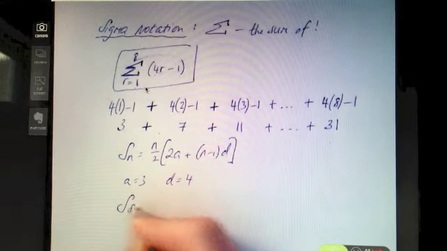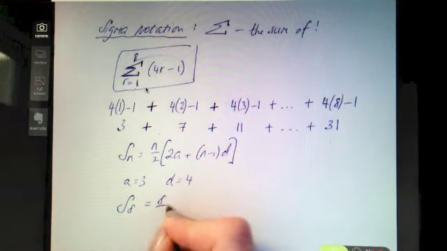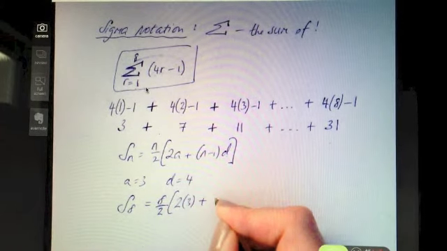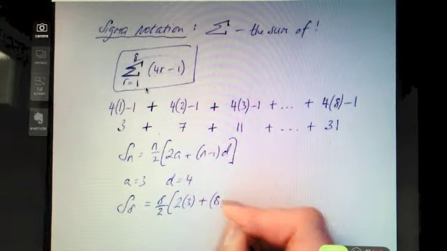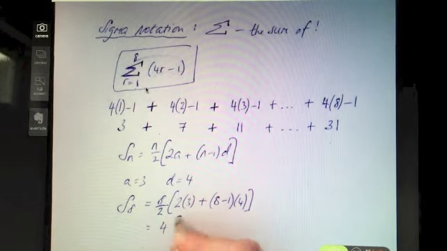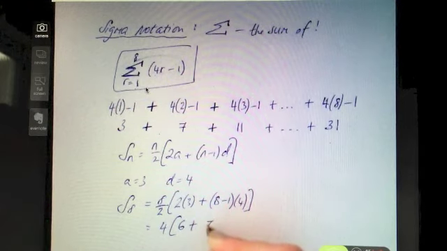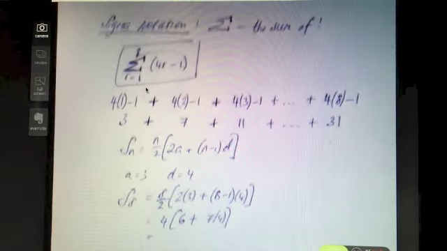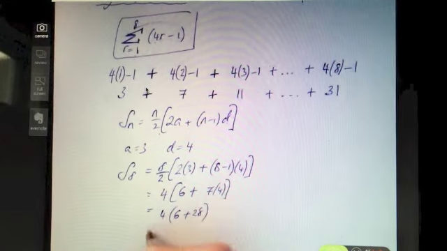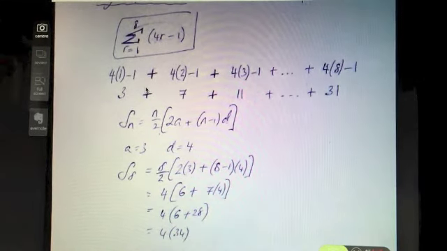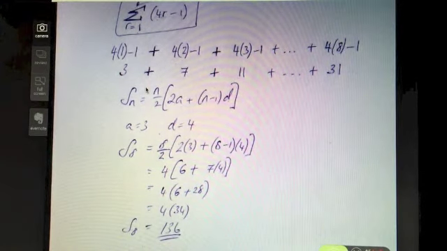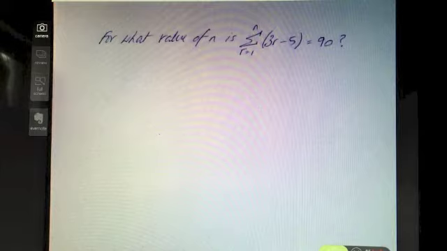So now I have enough information. The sum of the 8 terms is going to be 8 over 2, times 2 times A, which is 3 of course, plus N, which is 8, minus 1, times D, which is 4. So evaluating that, I'm getting 4 times 6 in the brackets, plus 7 times 4. This is working out to be 6 plus 28, which is 4 times 34, which is 136. So the sum of those 8 terms is 136.